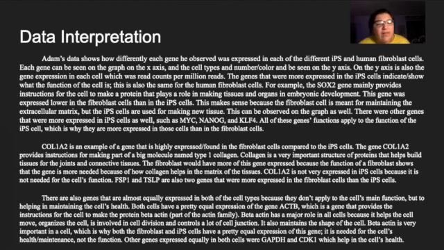There are also genes that are equally expressed in both of the cell types because they don't apply to the cell's main function but to maintaining the cell's health, such as the gene ACTB, which provides the instructions for the cell to make the protein beta-actin, which is part of the actin family. It plays a role in all of the cells because it helps the cell move, organizes the cell, and is involved in cell division and controls a lot of cell junction.